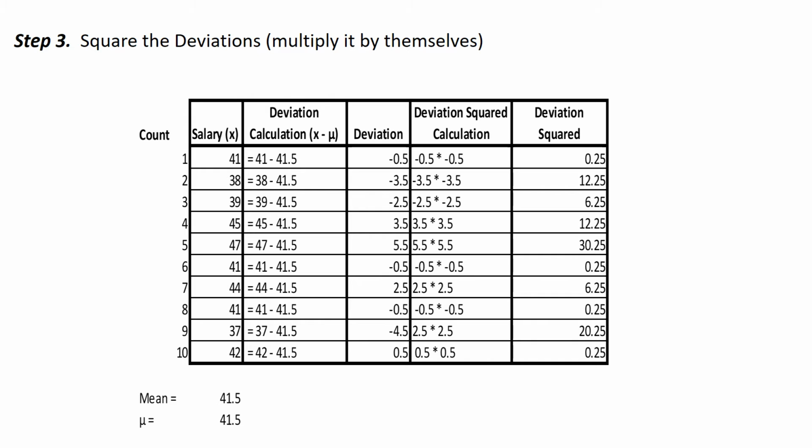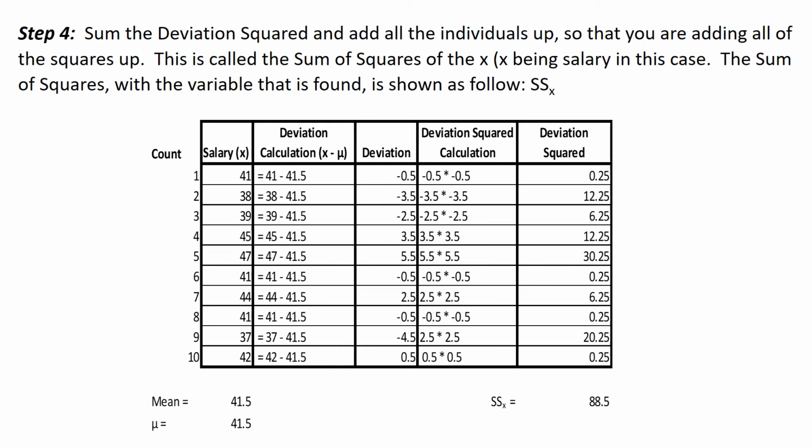Now, here's where the calculation comes in. And again, it's not that difficult. I'm going to square the deviation. Negative 0.5 times negative 0.5, which is deviation squared, is 0.25. Negative 3.5 times negative 3.5 is 12.25. So even if I have negatives here, because it's being squared, it ends up being positive. So there's my deviation squared on the very right. That is sigma of x minus mu, squared.